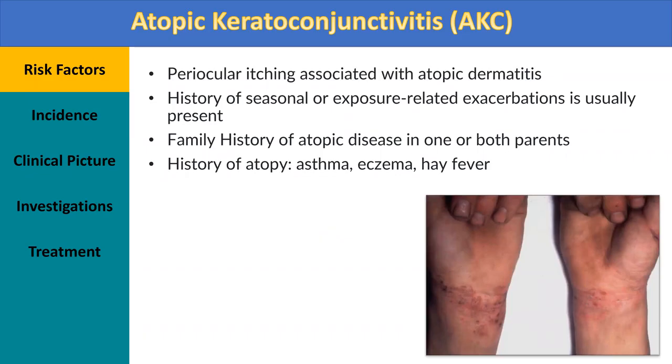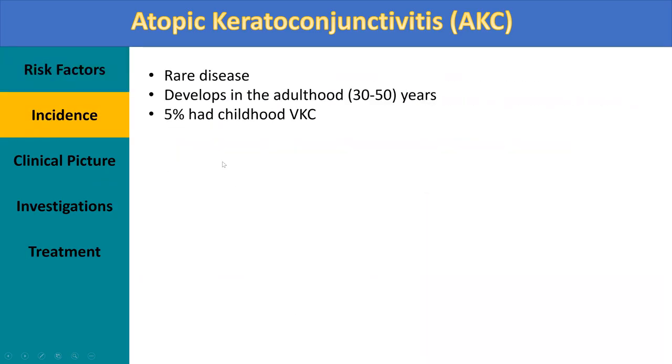I'm going to tell you what the differences are between atopic keratoconjunctivitis and vernal keratoconjunctivitis so that you will spot these differences in the exam. First of all, atopic dermatitis is more common in atopic keratoconjunctivitis than in the vernal disease. They will also have a history of seasonal or exposure-related exacerbation. Incidence: it is rare. It is a bilateral disease.